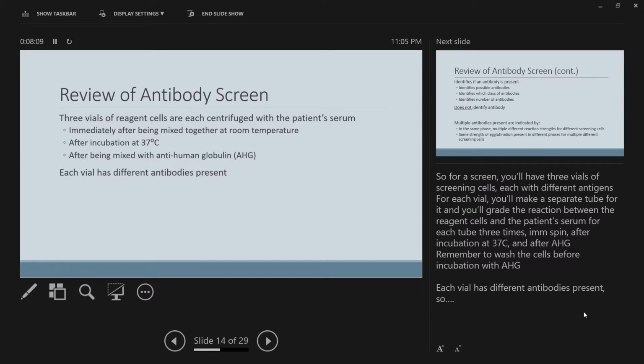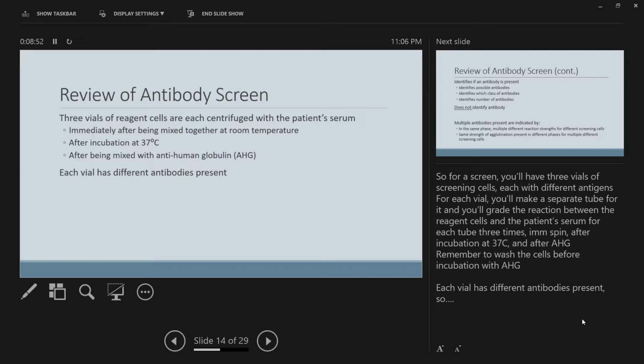So for an antibody screen, there are 3 vials of reagent cells called screening cells, which will be centrifuged with the patient's serum after 3 different things are done with that serum and the cells. So they'll be centrifuged immediately after being mixed together at room temperature, after incubation at 37 degrees Celsius, and also after being mixed with AHG. Of course, after each centrifugation, you'll grade the reaction.